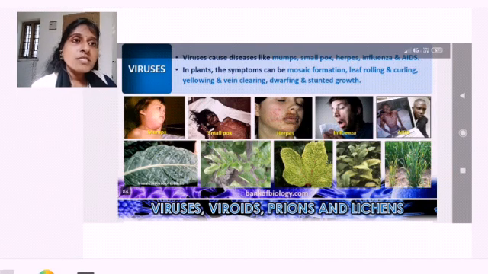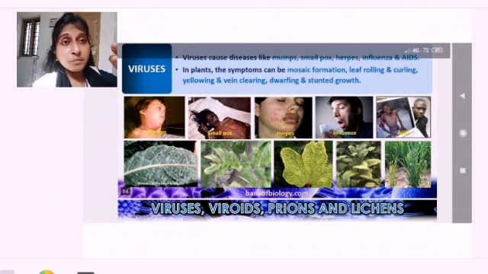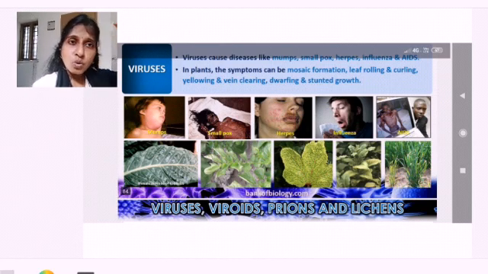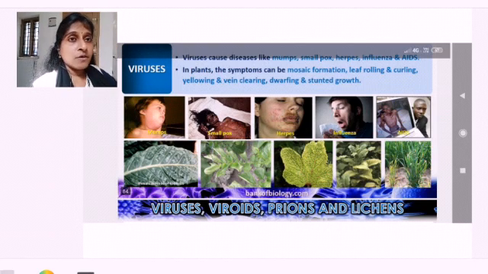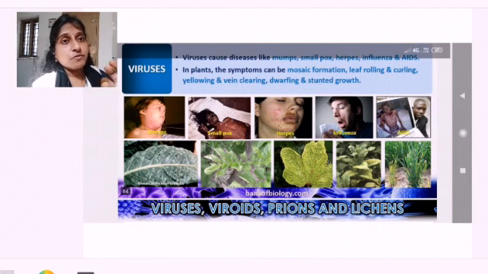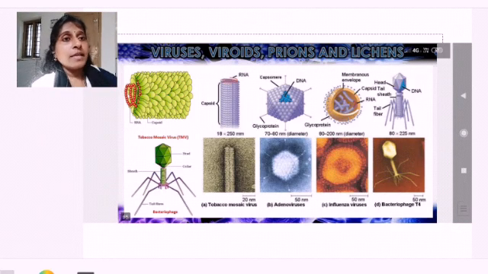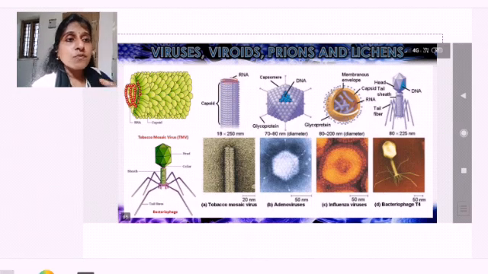Viruses cause diseases like, examples I have given, mumps, smallpox, herpes, influenza, AIDS. In plants it is causing mosaic formation, leaf rolling, curling, yellowing, vein clearing, which means veins are losing their green color and turning yellow, and dwarfing, where the plant is not growing much, stunted growth. Okay. So these are characteristics of viruses which are causing different diseases in plants and animals. These are some of the examples of viruses.